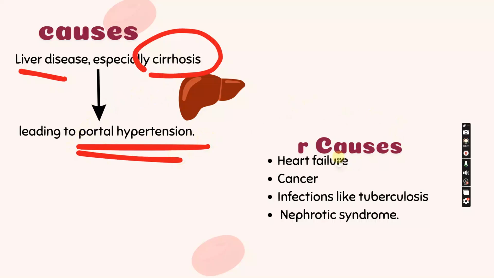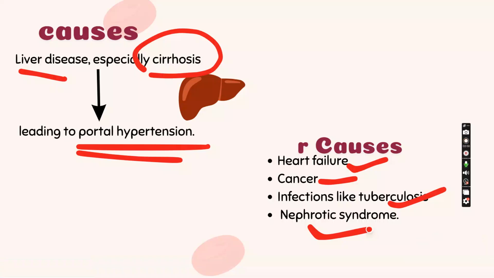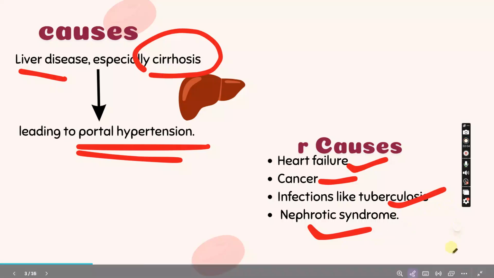Other causes are heart failure, cancer, tuberculosis, and nephrotic syndrome. These are also contributing factors, or we can say other causes that lead to ascites.